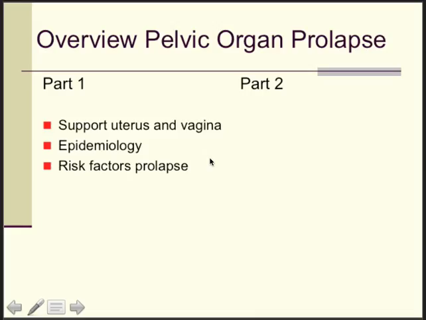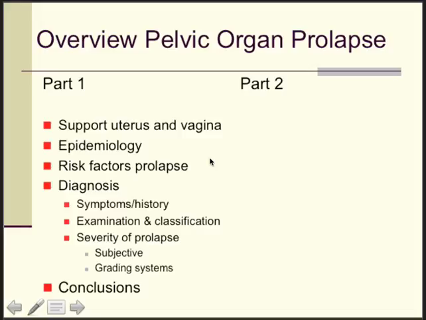Part 1. I would like to start with a brief overview of the anatomy and the support systems of the uterus and the vagina. We discuss the epidemiology. What is the prevalence of prolapse? What are risk factors for pelvic organ prolapse? And an important part of part 1 is what is required for the diagnosis? What symptoms do women present with? What questions should we ask?